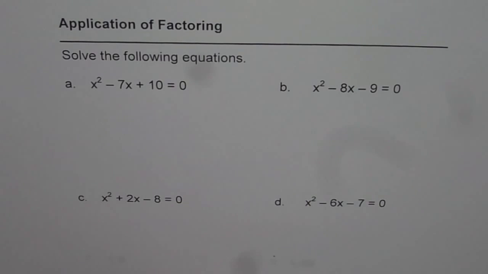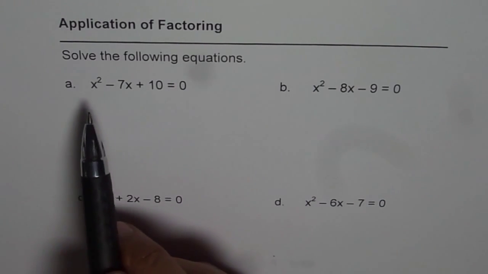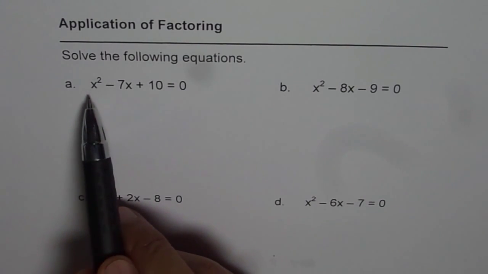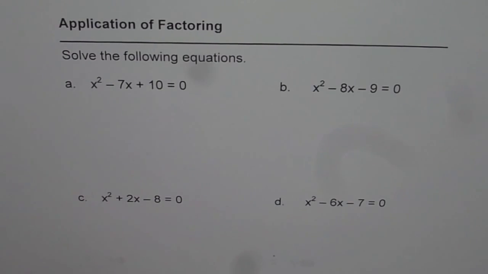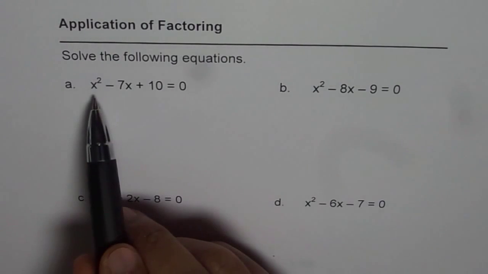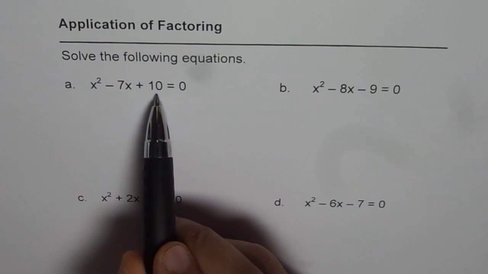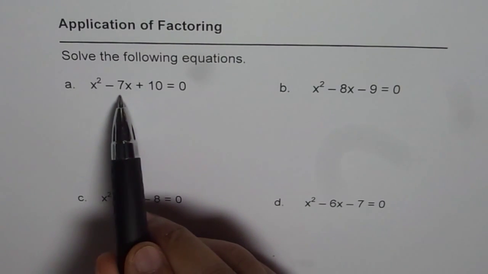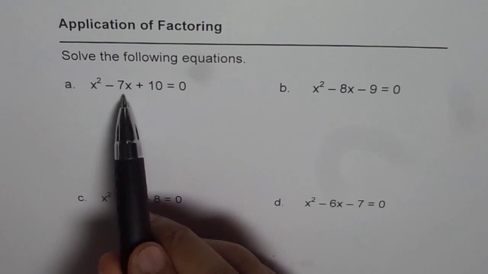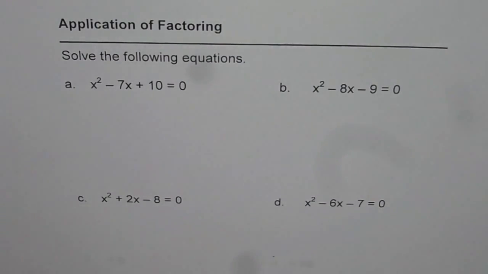We have 4 different questions here, very similar, in the sense that the leading coefficient is 1. Okay, let's see how to factor these. To factor, we need to have a product of two numbers which is equal to the constant, and their sum should be equal to the coefficient of x. That is the technique, correct? So let's go through these questions one by one.